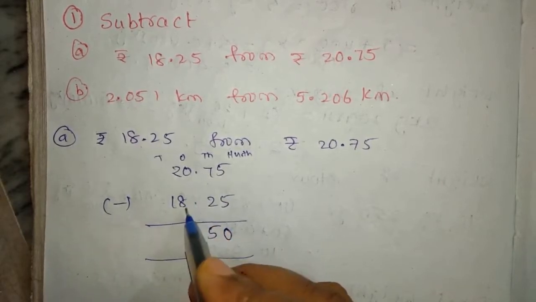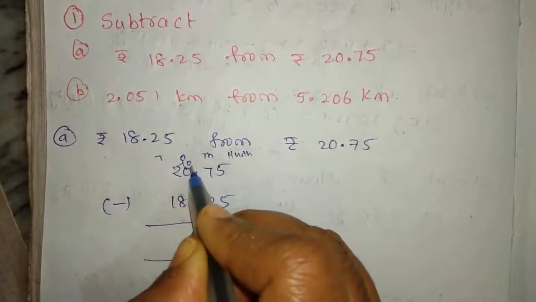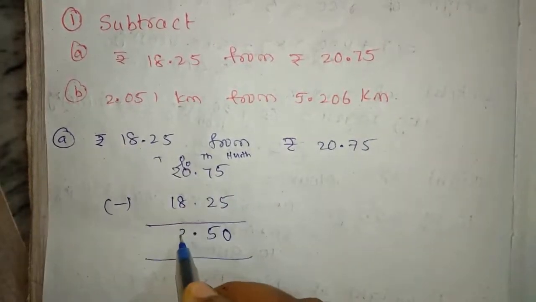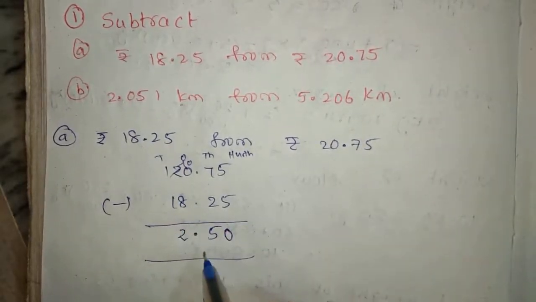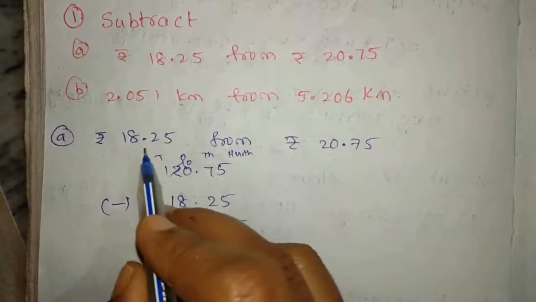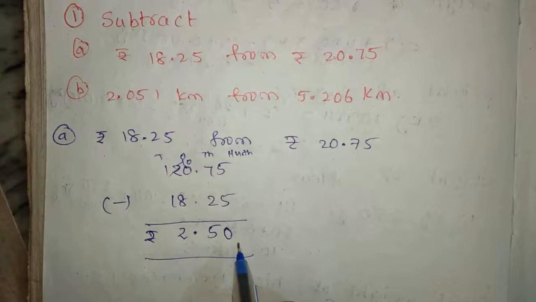Here 0 minus 8 is not possible, so we take borrow from 2. So 10 minus 8 is 2. Here 1 will be there. So 1 minus 1 is 0. So now we get the answer: rupees 2.50.